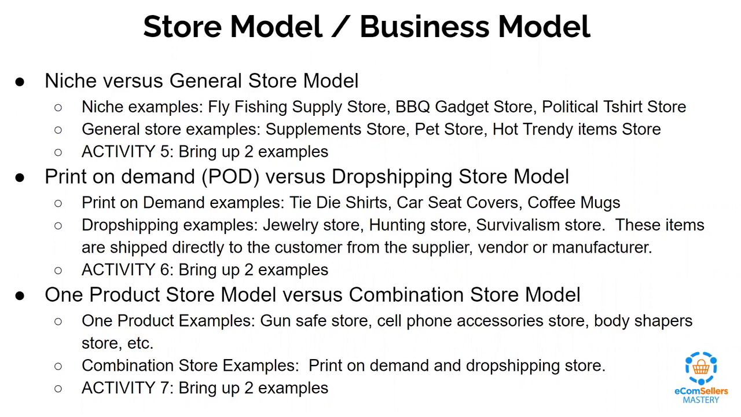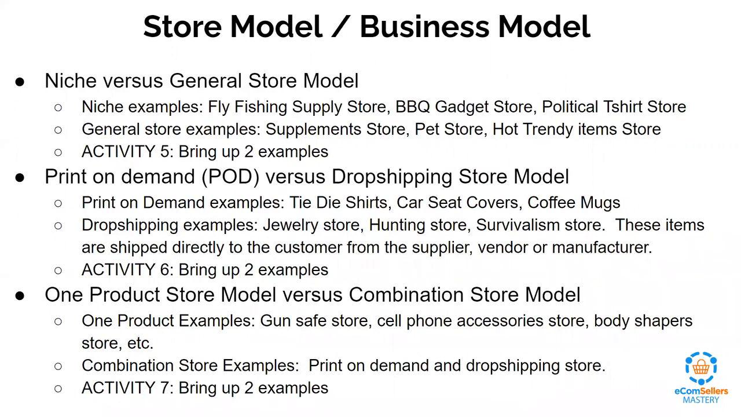I have examples here. One product store examples: gun safe store, cell phone accessory store, body shaper store. So they may sell this one type of corset body shaper, but it comes in all these different colors. That's a one product model store. You're not mixing in the barbells, the supplements. That would make it then a general store. You're saying all we sell is body shapers. They just happen to come in different colors and maybe different styles, but that's all we sell. Then you have a combination store. So, with a combination store, you can combine print on demand and drop shipping.